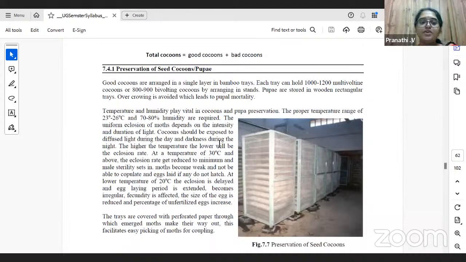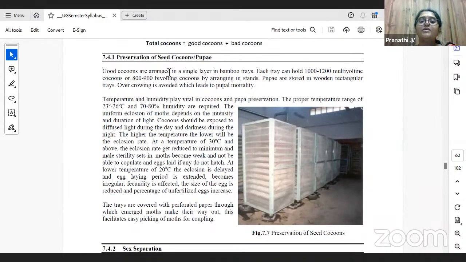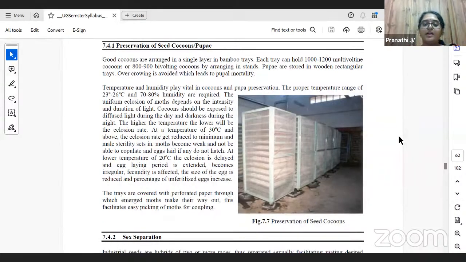How are you going to do preservation of seed cocoons or pupae? Good cocoons are arranged in a single layer in bamboo trays, and around 1000 to 1200 multivoltine cocoons or 800 to 900 bivoltine cocoons are arranged in the stands in each tray. Pupae are stored in wooden rectangular trays, and you should not have any overcrowding, as this leads to pupal mortality. Proper temperature and humidity are maintained, with proper darkness and minimal light. The higher the temperature, the lower the emergence rate.